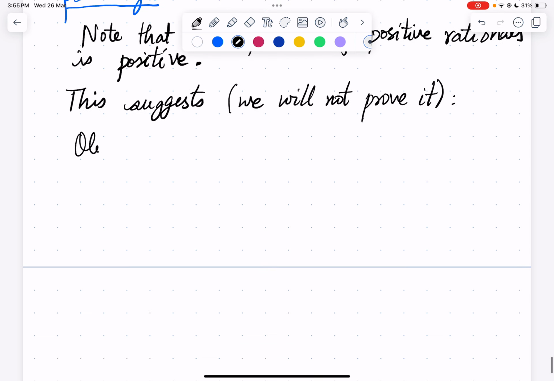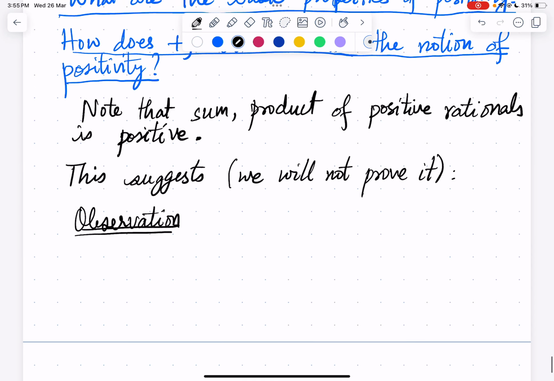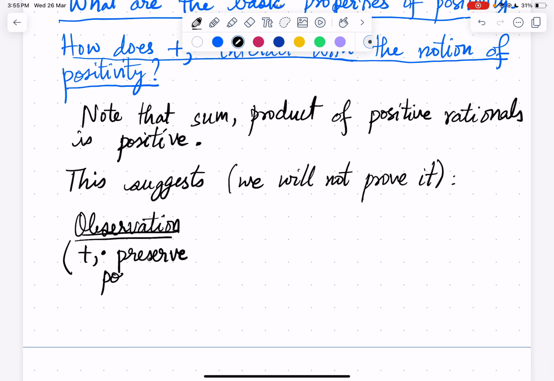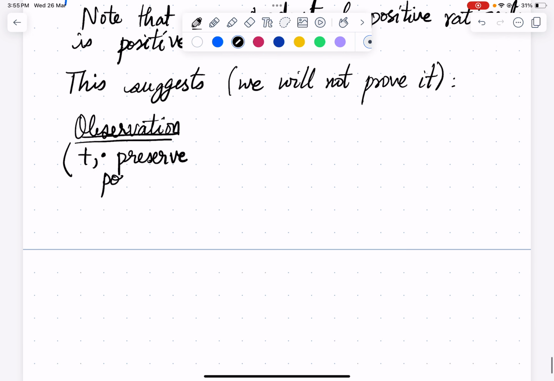So observation: sum and product of positive rationals is positive. So we can assume that the sum and product of arbitrary positive reals is also positive. We can guess the sum and product of positive reals is positive. So sum and product preserve positivity.